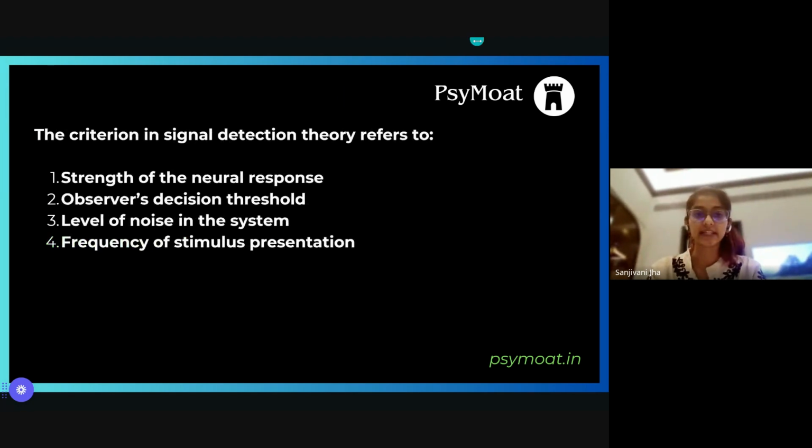The criterion in signal detection theory refers to strength of the neural response, observer's decision threshold, level of noise in the system, or frequency of stimulus presentation.